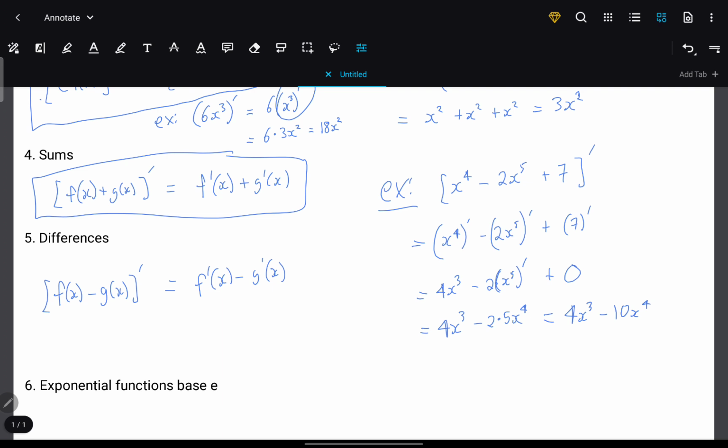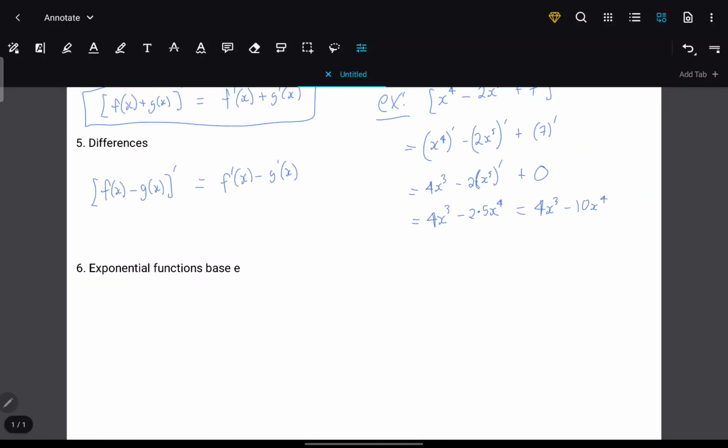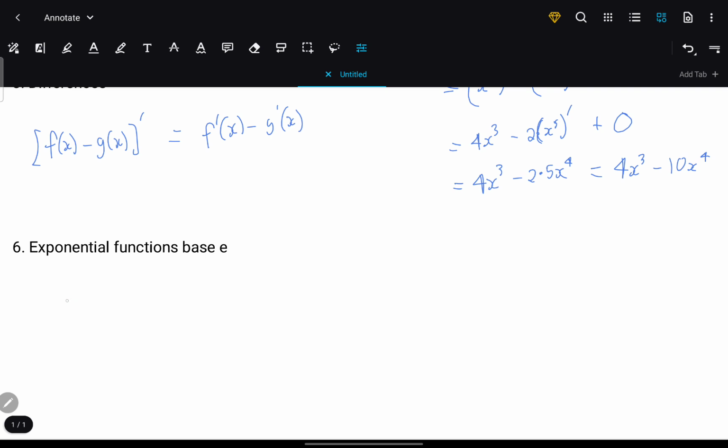Okay, last one. Exponential functions base e. This is perhaps the easiest one. It says that if you have e to the x and you do a derivative, then it does not change. So this is very nice. You do nothing.